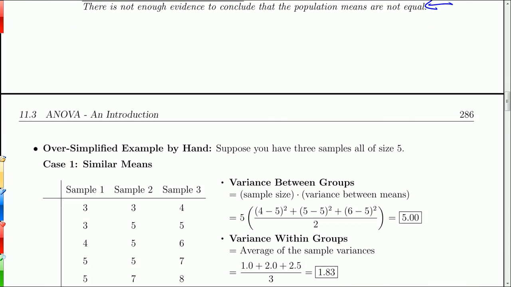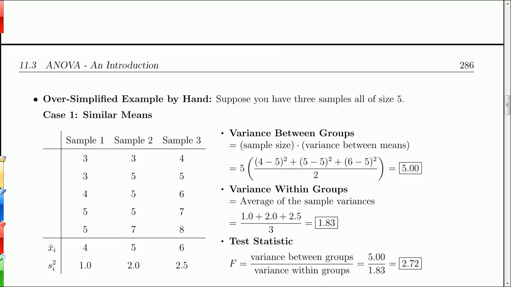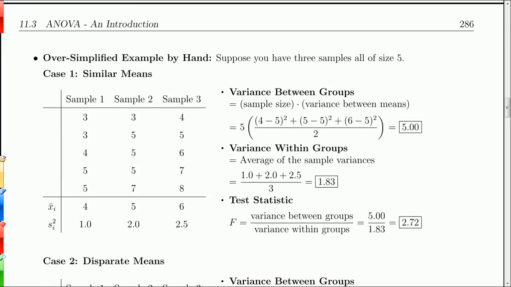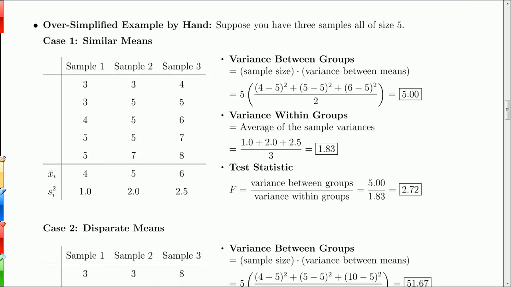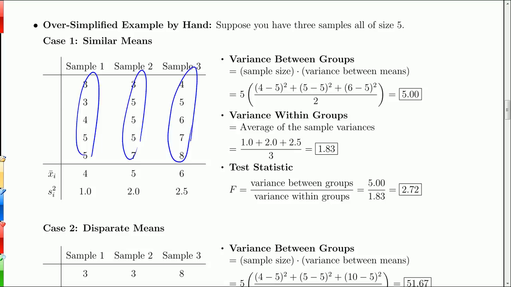Okay, so I'm going to do one oversimplified example by hand, and it sort of shows you where this is going. So suppose we have 3 samples, all with 5 numbers. Our first sample, second sample, third sample. If you calculate the mean of the first sample, it's 4. The mean of the second sample is 5. The mean of the third sample is 6. So these sample means are pretty close.